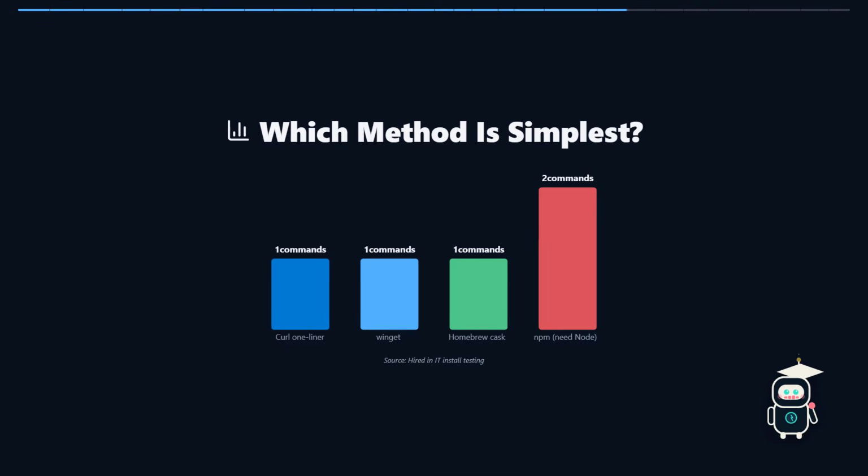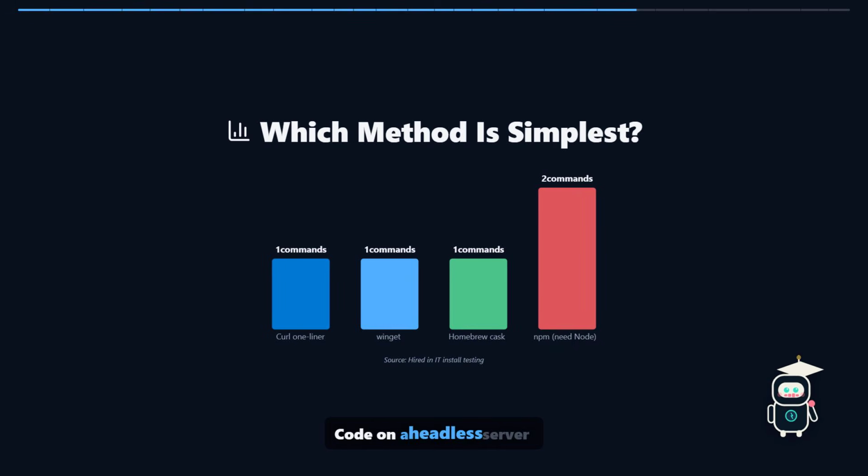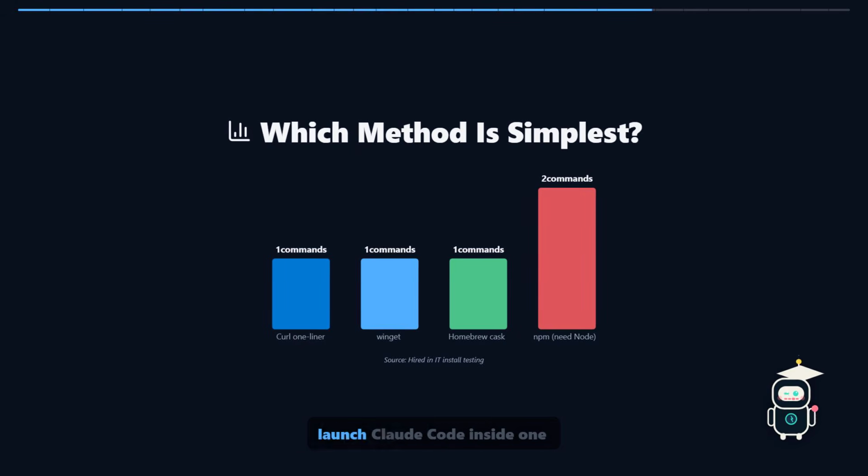If you already have a Node.js development environment and prefer managing packages with NPM, the NPM installation works just as well. If you're installing Claude Code on a headless server or VPS, use the official installer and complete authentication from another device when prompted. Whichever method you choose, the remaining steps are exactly the same. Authenticate your account, verify the installation with Claude Doctor, and launch Claude Code inside one of your projects.